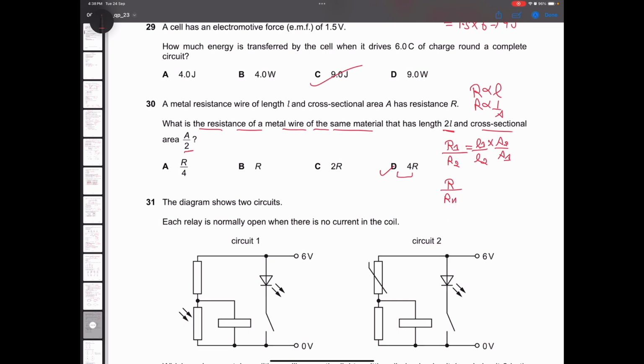So I am writing Rn. What is L1? L. L2 is 2L. What is area 2? It is A by 2. And what is area 1? That is A only. Now you can cancel out L, L, A. So R times 4 is equal to R into N, R new. So ultimately this will also give the same answer. That option D is the correct one.